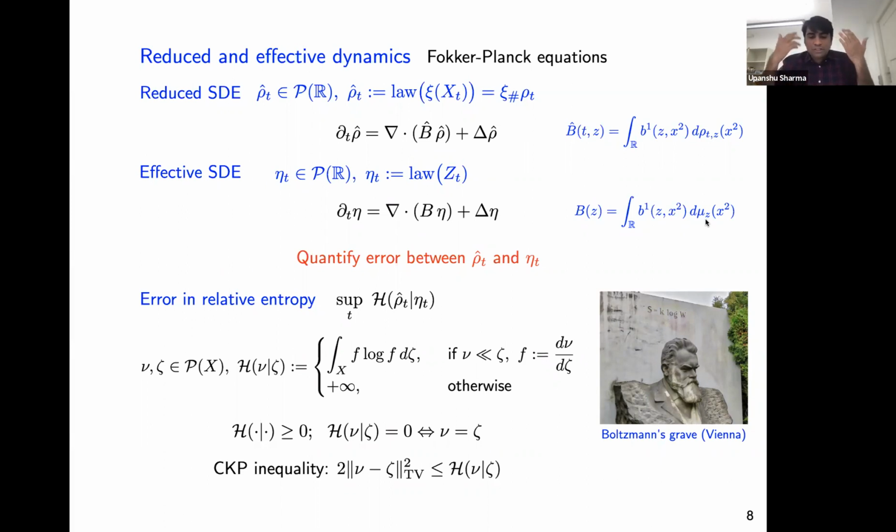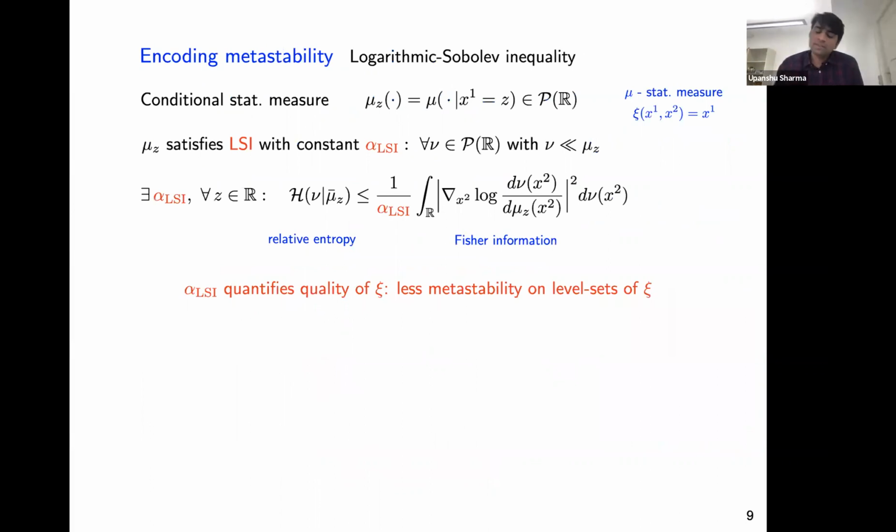And this approximation was made with the idea that on the level sets of your mapping, on the x2 variable, you expect equilibration, right? This inherent time scale separation is characterized by what is called a log Sobolev inequality. A log Sobolev inequality is a function inequality, and I'll just go through what it says mathematically, and then I'll tell you what it means.